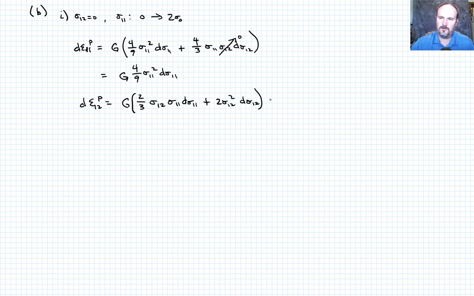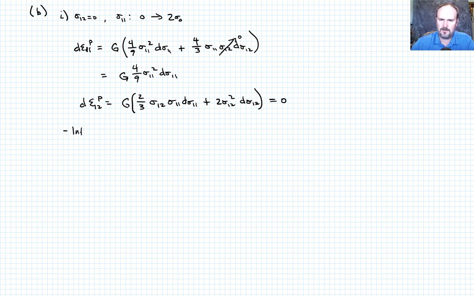Sigma 1,2 is 0. This whole thing then is 0. So no plastic strain accumulates in the 1,2 component. So we can just now integrate this first equation.